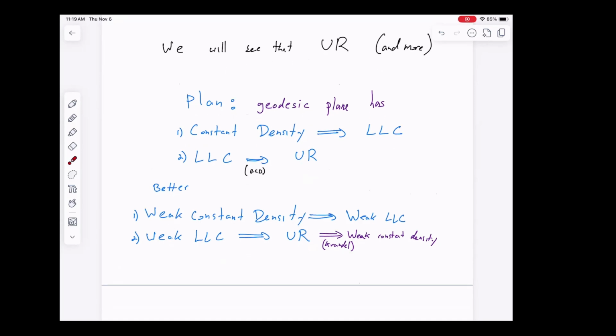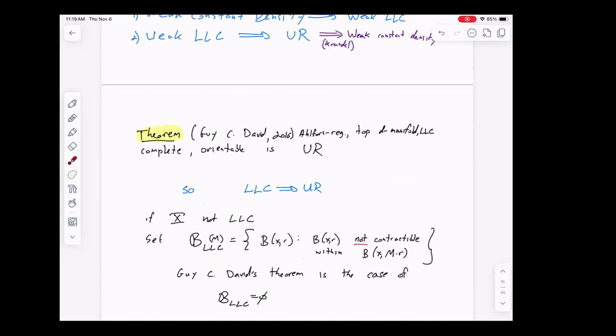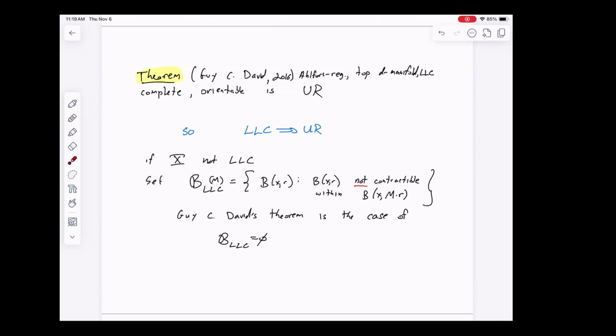Okay, so I mentioned the theorem by Guy, so let's state it. Guy's theorem, 2016, so 10 years ago. If you have an Ahlfors regular topological d-dimensional manifold, which is locally linearly contractible, complete, orientable, then it is uniformly rectifiable. In other words, if you're fully LLC, then you're uniformly rectifiable.